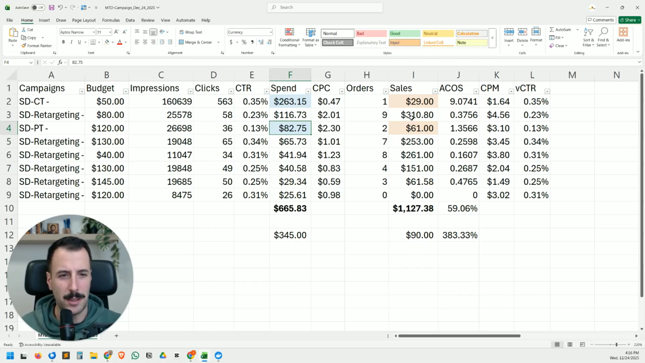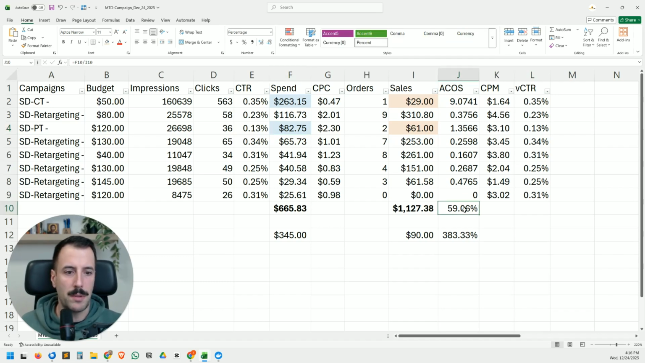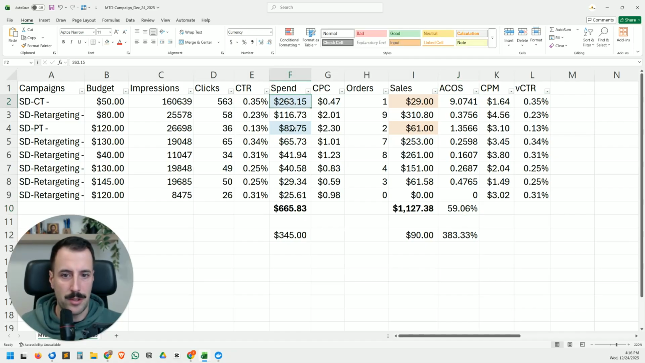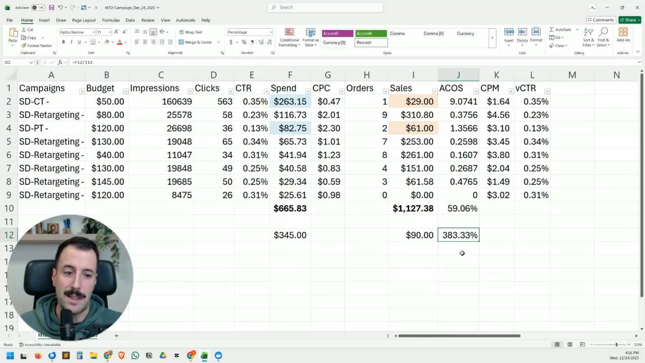When you look at the overall results of the whole sponsored display campaign type as a whole, you will see that we have close to 60% of ACoS. Terrible results. Then, when we take a look at these two, which are not retargeting campaigns, but more general ones for attacking competitors and some broader reach, our ACoS is 383%.